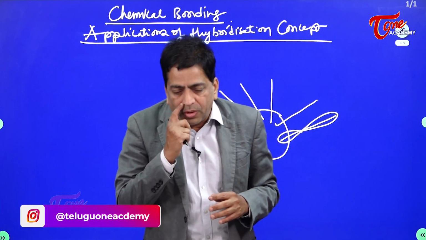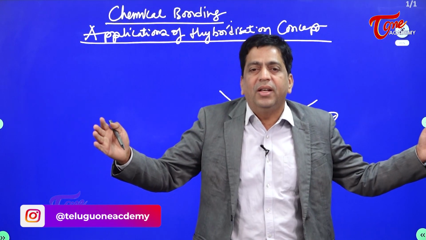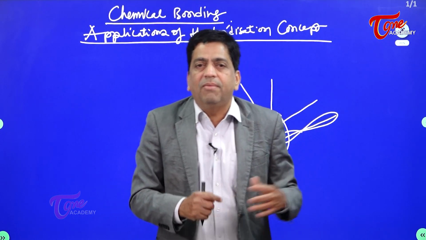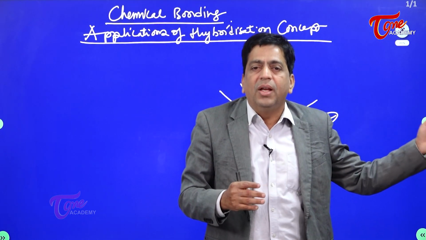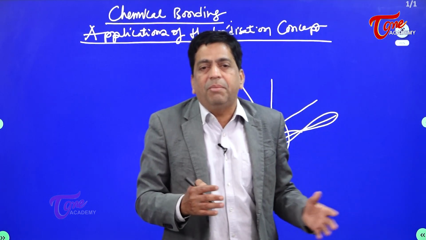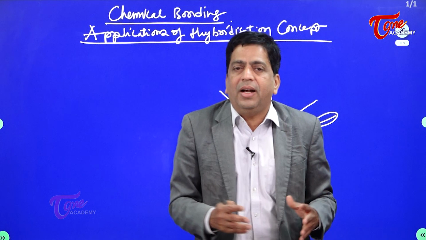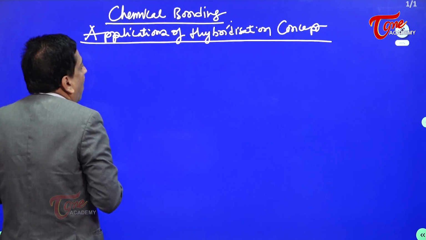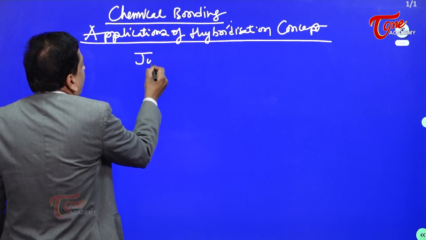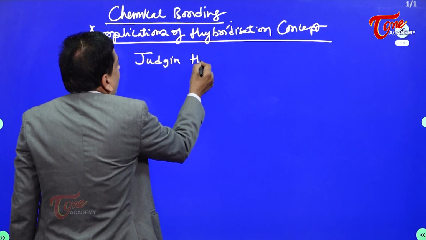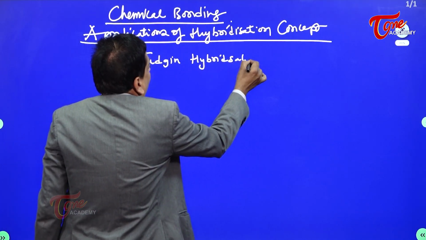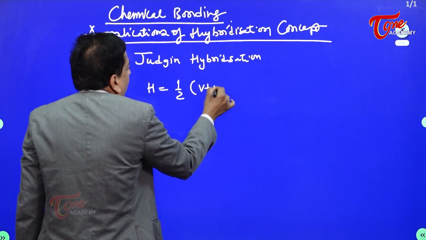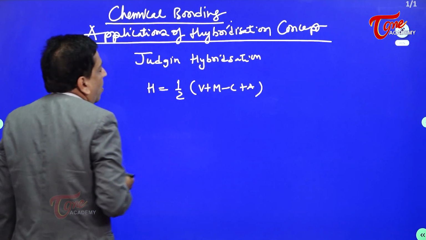And I was telling you, you have many molecules outside, and the student faces a difficulty in understanding which type of hybridization is taking place in which central atom. Right, this has been a big issue for him. So for that, in fact, I was proposing a formula to you, if you can recollect that. For judging hybridization, you use the formula H is equal to half into V plus M minus C plus A. This is the formula we will use.